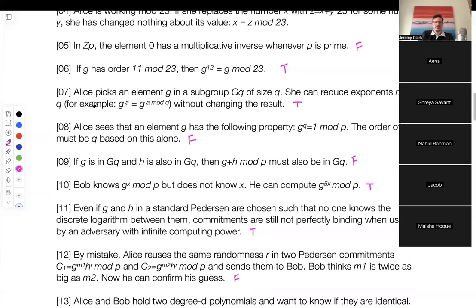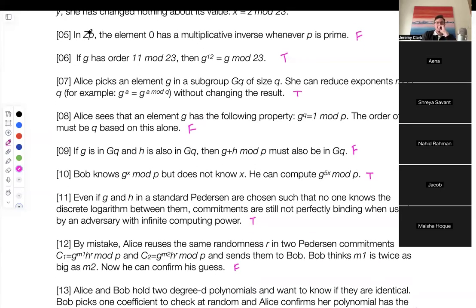All right, so the next ones get into more of the number theory stuff. In Z_p, the element 0 has a multiplicative inverse whenever p is prime. So that's false. 0 does not have a multiplicative inverse. Everything multiplied by 0 is 0, so there's nothing that you can multiply by 0 that will give you a 1 instead. And so a lot of times we drop it from the group, and we start talking about Z star p, which is basically all the elements of Z_p without the 0.